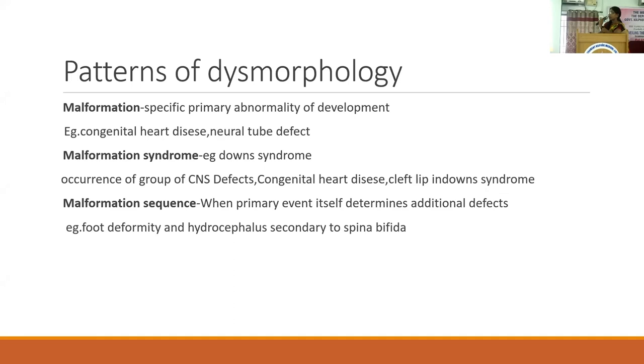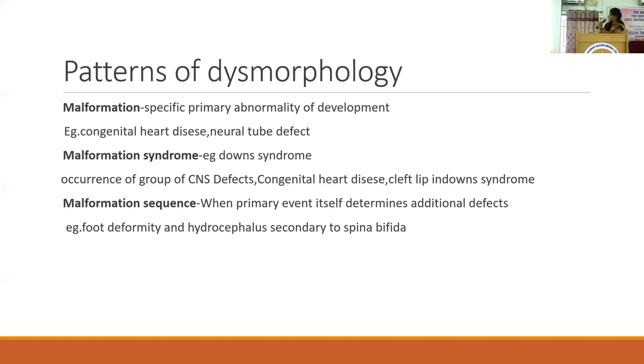So when coming to dysmorphology, we have five patterns on the ultrasound. It can be a simple malformation pertaining to one organ. Example, a congenital heart disease, or a neural tube defect, an isolated malformation. That is called the malformation, a specific primary abnormality of development alone. Then we should know what is a malformation syndrome. Example, in Down syndrome, there will be a collection of malformations. For example, CNS defects, congenital heart disease, cleft lip, all these together form the malformation syndrome.